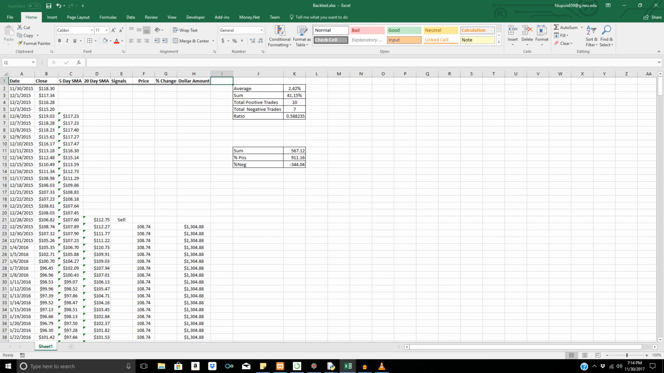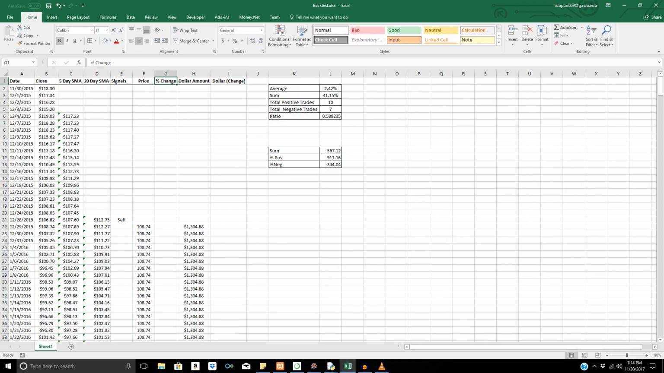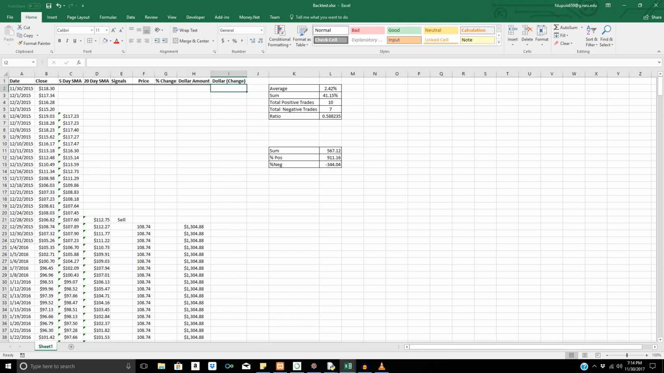And I should probably label this as well. So dollar change. Okay. And there we go. So that's pretty much it. Even though that got moved over to a different column, but nonetheless, you get the point.